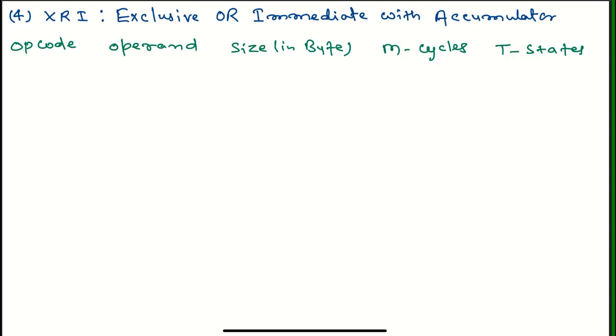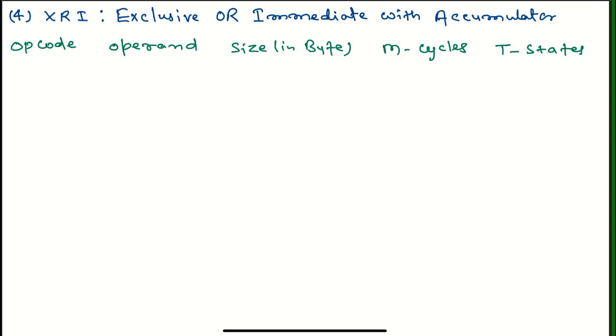So in this video I'm going to explain the next logical instruction, which is called XRI. The meaning of XRI is exclusive OR immediate with accumulator. The purpose of this instruction is that it will perform the exclusive OR operation of the 8-bit immediate data with the content of the accumulator register, and after performing this XOR operation the result will be stored in the accumulator.